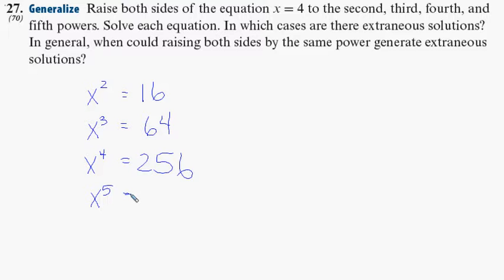So I'll be calculating that. X to the fifth. So 4 to the fifth. 4 to the fifth power is equal to, oh, 1024. That's a big number. Okay, 1024.